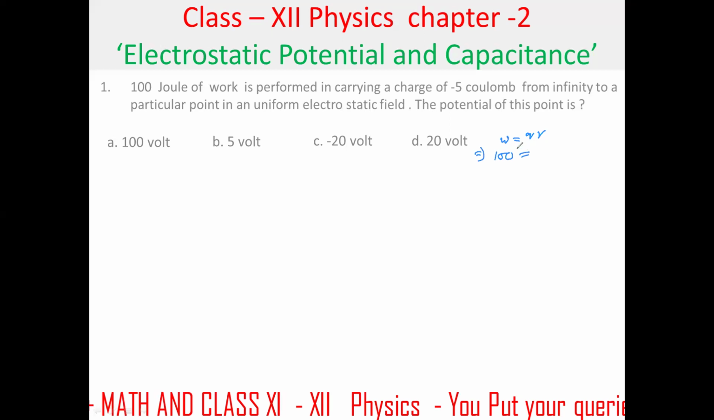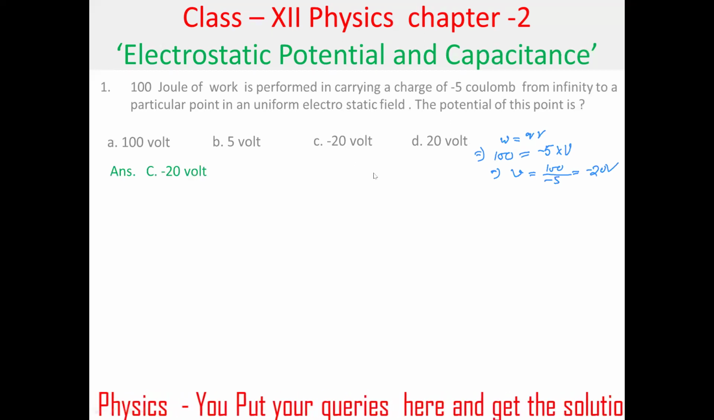What is the value of Q here? Minus 5 coulomb. So put minus 5 here into V. This is the potential difference. So we will get potential difference very easily. 100 by minus 5. It is minus 20 volt. So it is very easy. So the answer would be minus 20 volt.